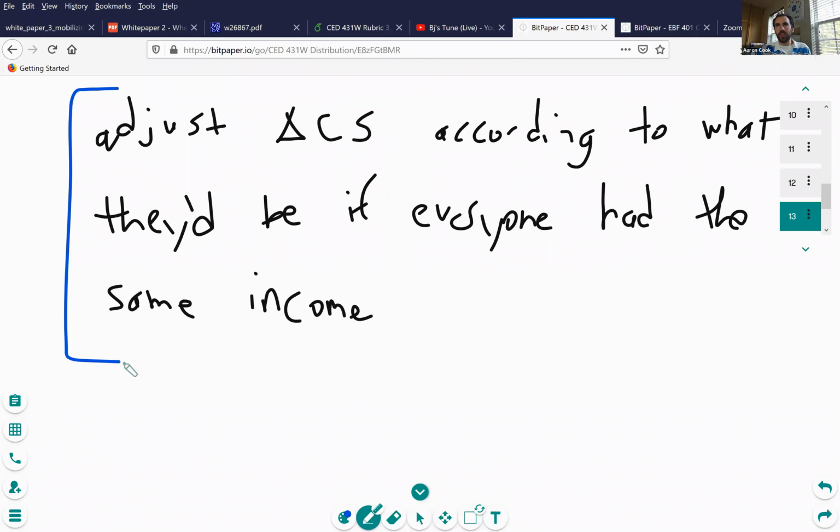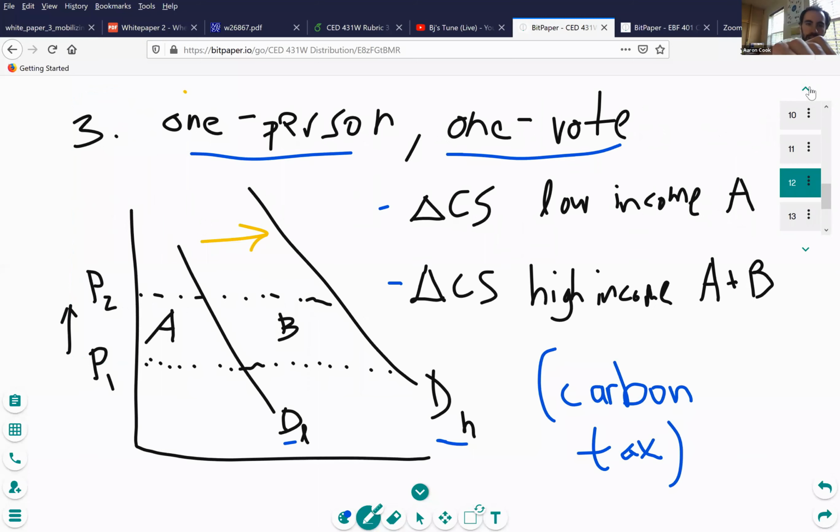The consumer surplus changes, you adjust them according to what those consumer surplus changes would be if everybody had the same income. So you're going to make some scaling factor that you're going to apply to these changes in consumer surplus in order to satisfy this. Basically, you're choosing some weights in order to satisfy this one person, one vote criteria.